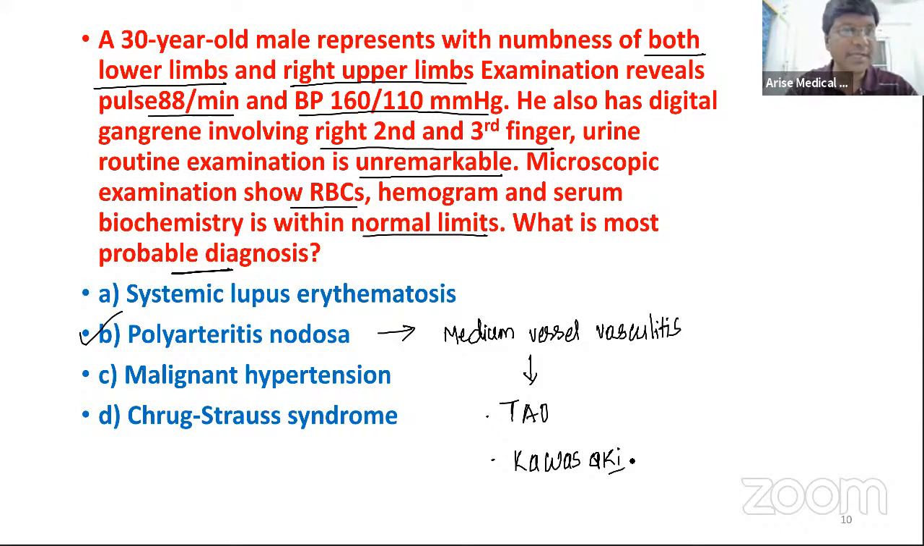Now, in case of polyarteritis nodosa, let me tell you one very important point, that lung involvement will not be there. In my previous question, I showed you lung involvement was there, whatever I have given you regarding Wegener's granulomatosis. Remember, in polyarteritis nodosa, lung involvement will never be there. Remember that. Next, what are the points in favor of your polyarteritis nodosa?